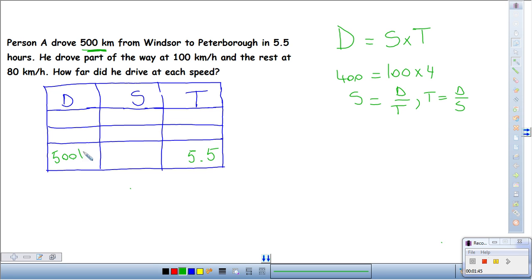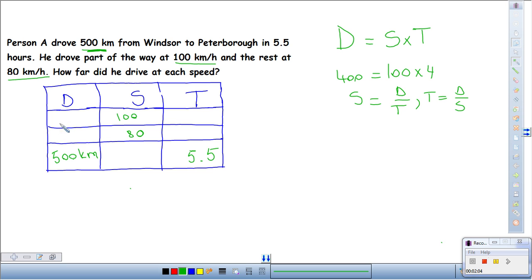Now, the problem also states that while driving 5.5 hours, the person drove 500 kilometers in total. What we do know is that one part of the trip he traveled at 100 kilometers per hour and the rest at 80 kilometers per hour. So we have two different speeds. One is 100 and one is 80. Now, we do not know for how long he traveled at 100 kilometers per hour, and for how long he traveled at 80 kilometers per hour, and how many kilometers he traveled.